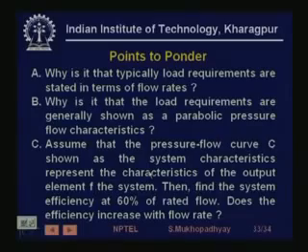And third is that from these characteristics, it will be interesting if you can find how the efficiency varies. Does it increase? Does it decrease as flow is reduced? So, these are a few questions on which you can ponder, and thank you very much.